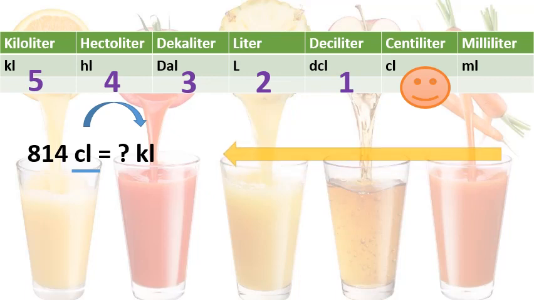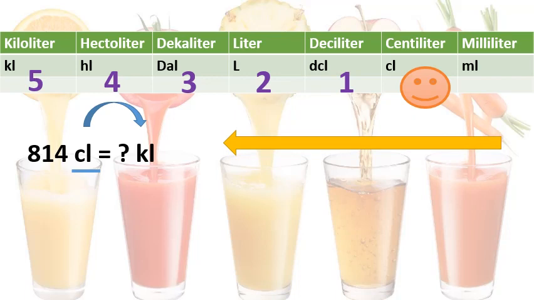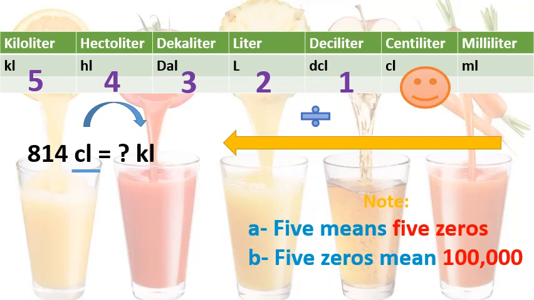First of all, we are moving to the left. It means what are we doing? It means we're supposed to divide. But we're going to divide by what? So, since we reached the number 5, it means we have 5 zeros. 5 zeros means 100,000. So we're going to divide by 100,000. Let's start dividing by 100,000.